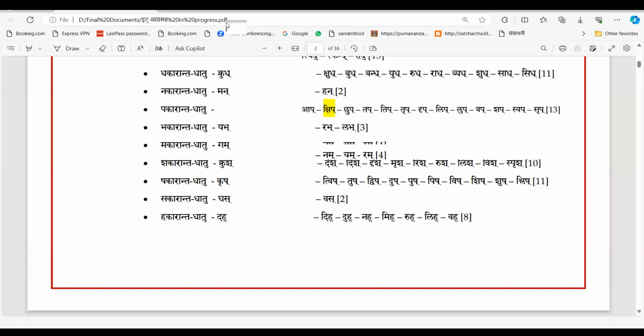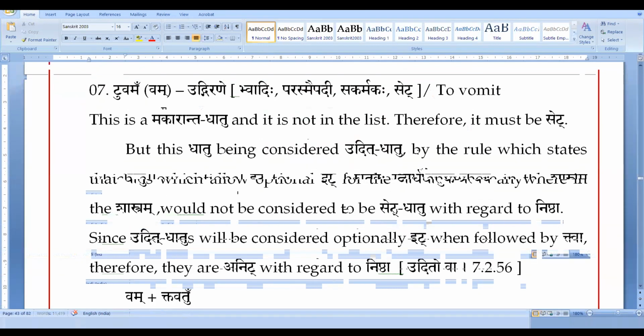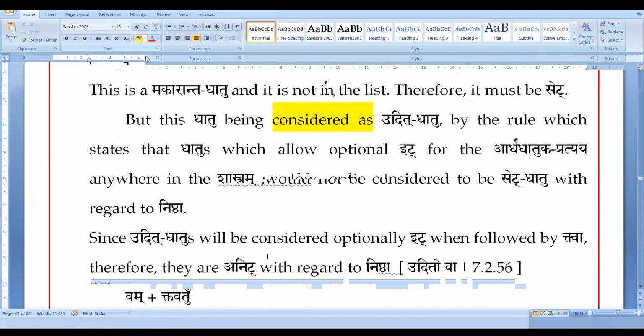So, even though you don't see the Itha letter, that is why I have not written it like this. But this dhatu is considered as udit, I'll put it like this. Even though you don't see it, according to some acharyas, according to different dhatu patas, it is considered as udit. Even though the Itha letter is not there, you have to note that because it is considered as udit, therefore by uditova it is negated.